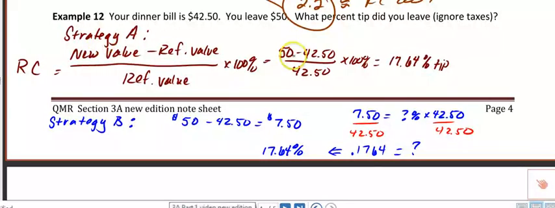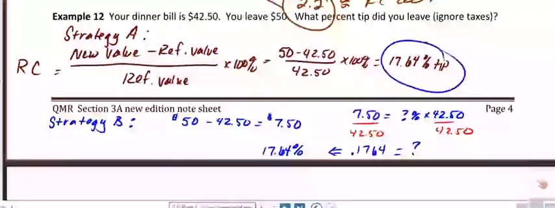So the new value is $50, that's what you left. The reference value is $42.50, what the meal cost, and we divide by the reference value, $42.50, and then times 100 to get that percent. So the new value minus the reference value over the reference value. So I end up with 17.64% tip. So I knew it was a little more than 15%.